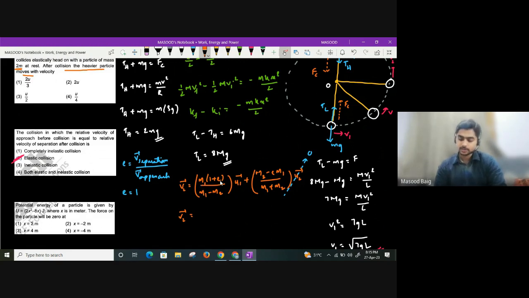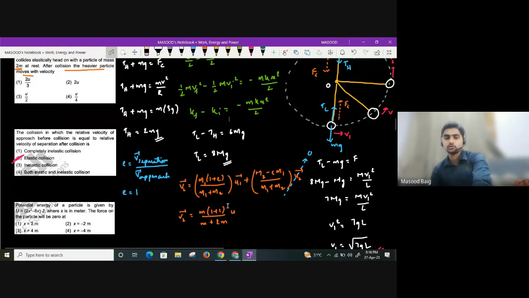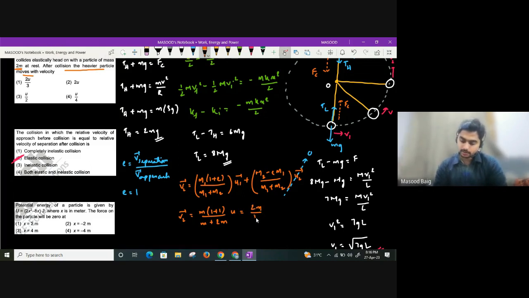The first mass is given as m, 1 plus 1 divided by, the first mass is m, plus the second mass, which is given as 2m. What is the initial speed? I think it is given as u only. What will I get? 2u by 3. I'll obtain this as 2m divided by 3m into u. So you will get the velocity as 2 divided by 3 into u.